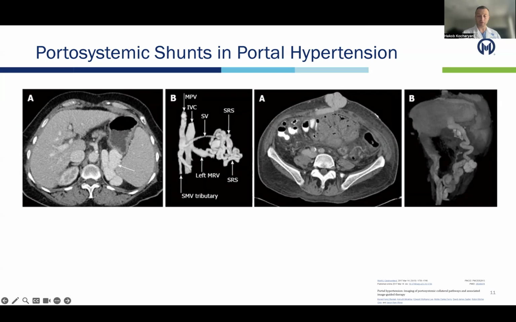Image A on your right-hand side shows caput medusae. These are umbilical varices, which is confirmed on the 3D rendered images. You see the varices starting from the liver and draining into the systemic veins.